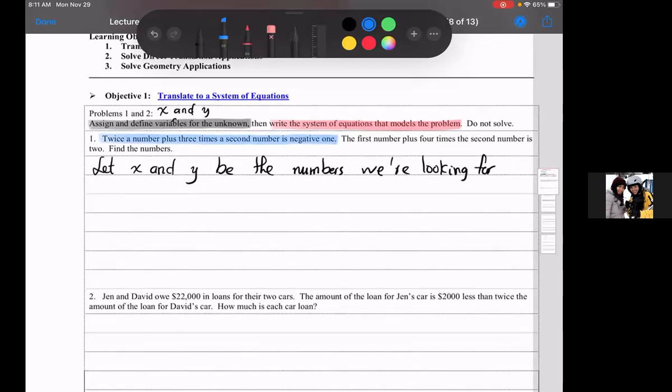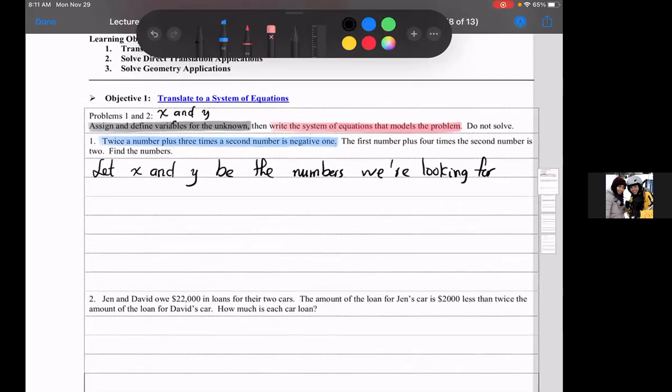Can someone translate that into a math equation? Twice the number, so it'll be what? 2x, right? Plus 3 times a second number, so 3y, because the second number is y, is equal to negative 1. Twice the number plus 3 times the second number is negative 1.